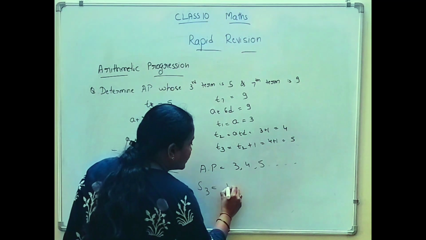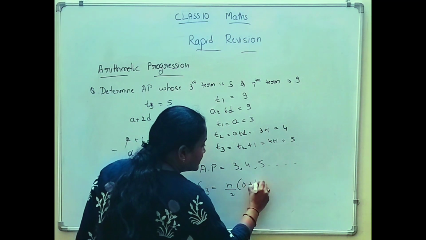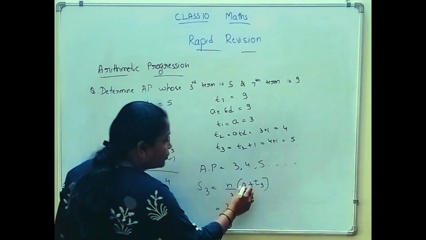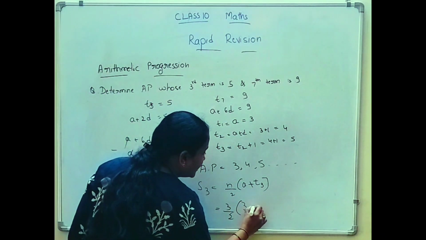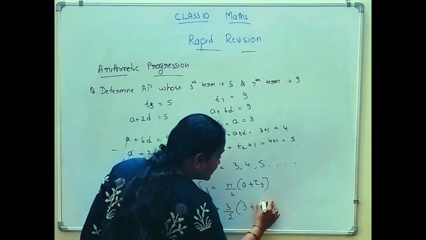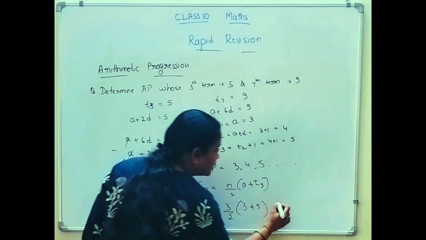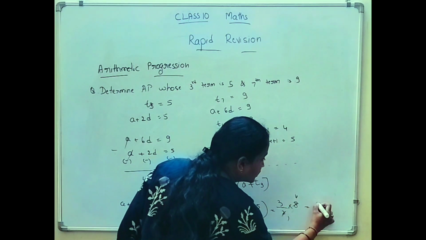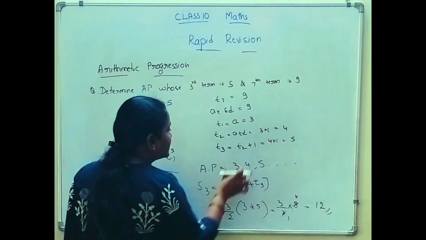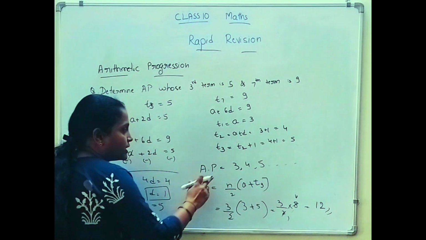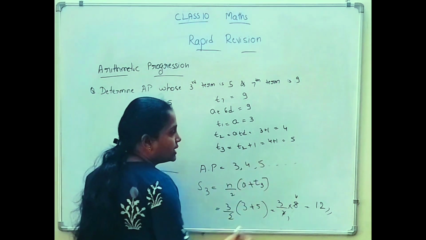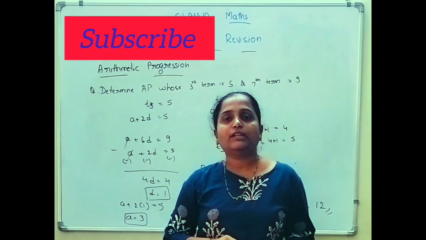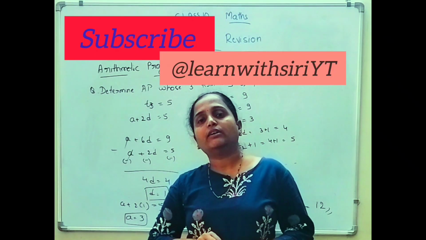And if they ask you to find the summation of the first 3 terms, what will be the answer? n by 2 into A plus L, that's nothing but T3 here. So what is n? 3, so 3 by 2. And what is A here? A is 3. And what is T3? We got it as 5, right? So this is 5 plus 3, that is 8. So 3 by 2 into 8, 2 fours are 8, and we get 4 threes as 12. So the sum of the first 3 terms in this AP is 12. You can check it: 3 plus 4 is 7 and 7 plus 5 is 12. So that is how we solve problems in the arithmetic progression chapter.